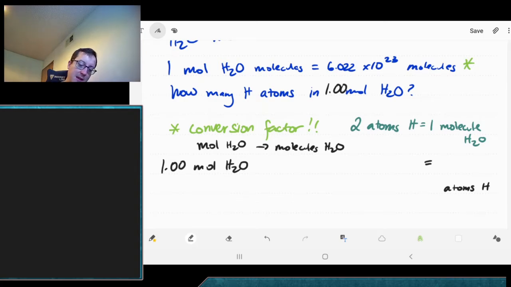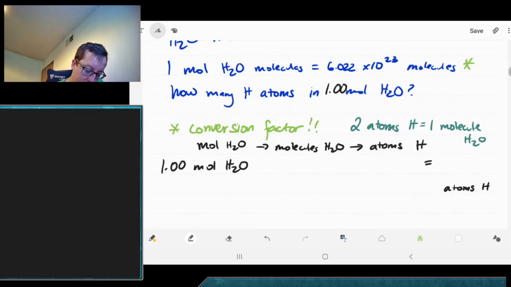And then we have the second conversion here that tells us we can go from molecules of water to atoms of hydrogen. So we can do that here. And so that's our plan. We'll go from moles to molecules, from molecules to atoms. So let's go ahead and do this.